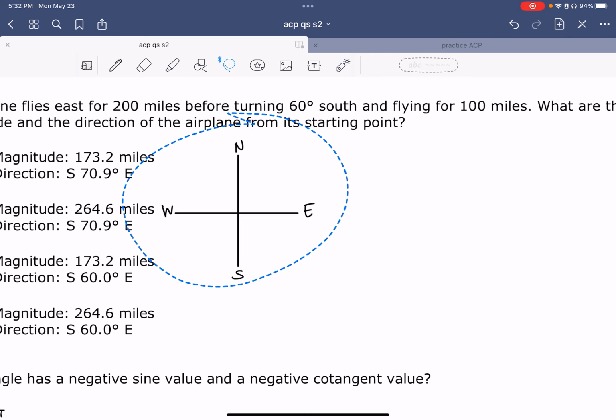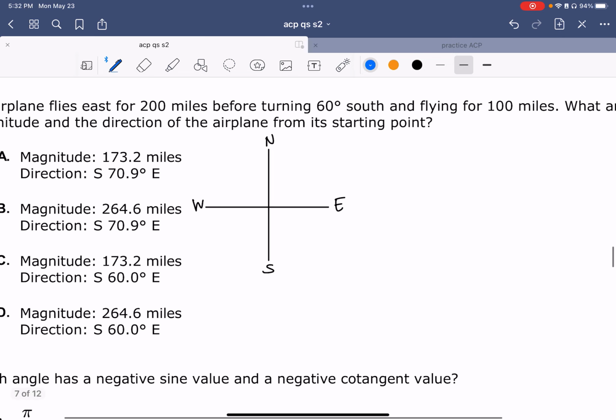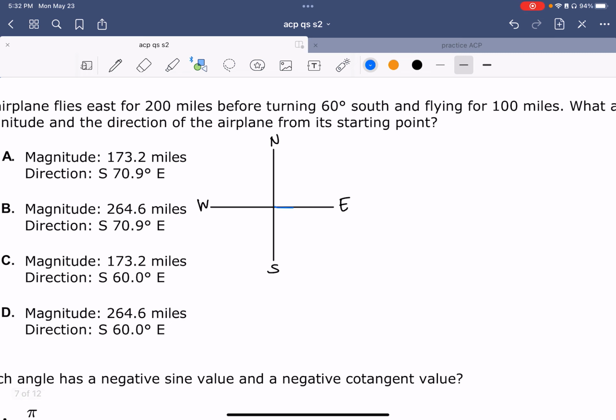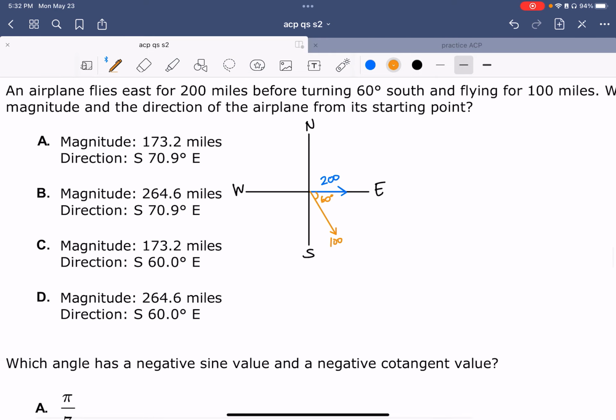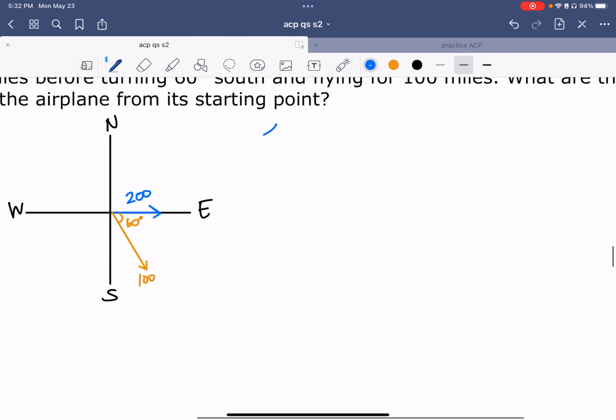And then the first vector, because there's 2 different vectors happening. The first one is flying east, so it's going straight in the east direction for 200 miles. And the other one is going 60 degrees south for 100 miles. So you got to put each of these in component form. So if I do the blue one in component form as the magnitude times cosine of the angle of direction. Now notice this is on the 0 degree mark. It's not going up, it's not going down, it's just staying there.